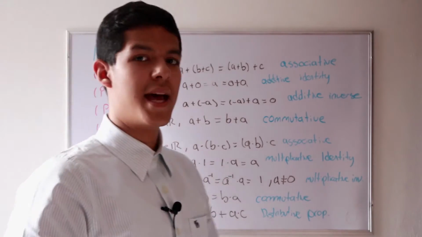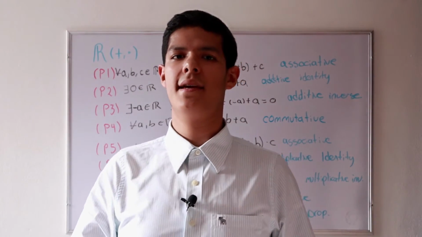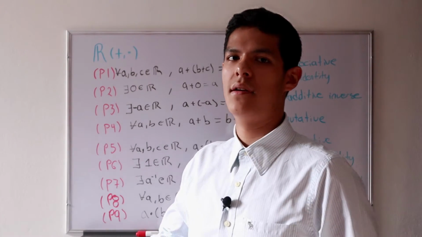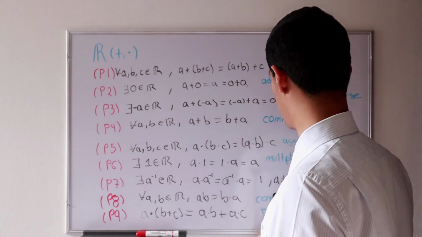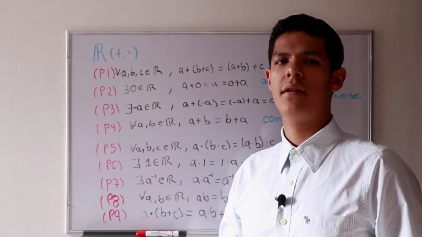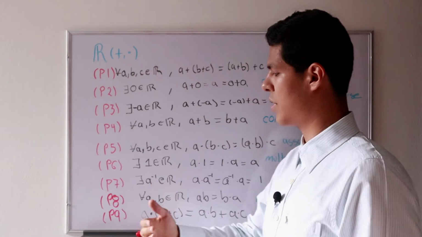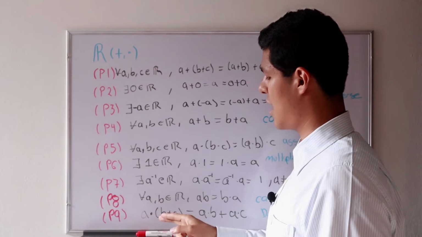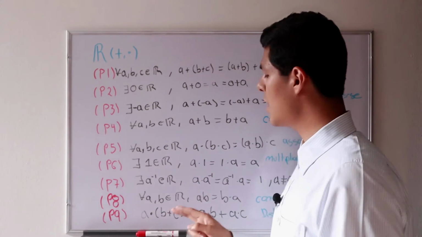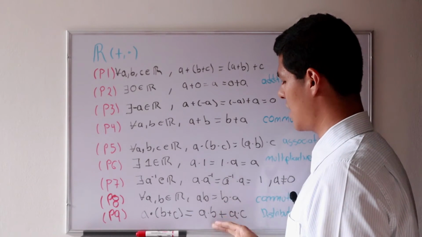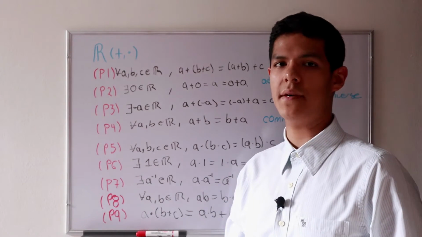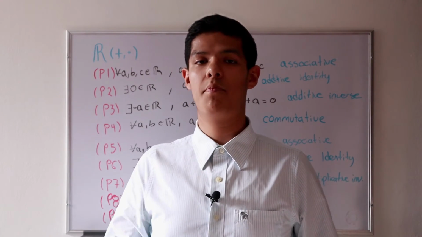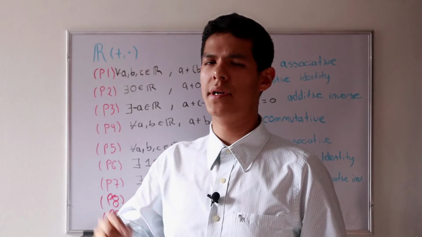And the last property combines the two basic operations. It is the distributive property of multiplication over addition. So a times (b plus c) equals a times b plus a times c. So these, guys, are the 9 basic properties of the real numbers.